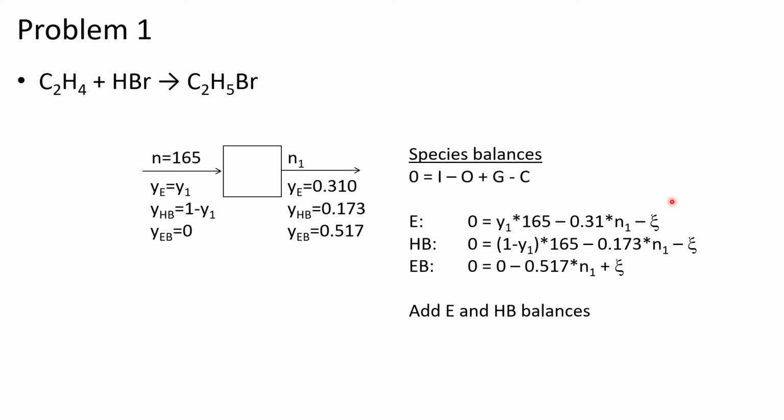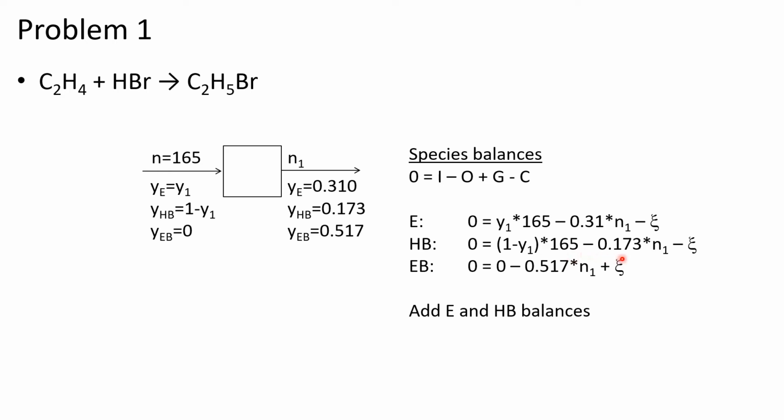And we're going to repeat this now for hydrogen bromide. Once again, 0 will be equal to the amount that comes in. The fraction of the stream that is hydrogen bromide is 1 minus Y1. We'll multiply that by the total amount above the arrow, 165. 1 minus Y1 times 165 is the amount that comes in.